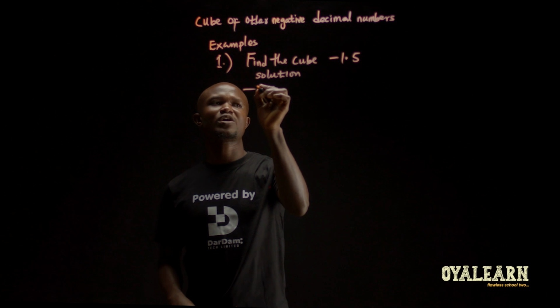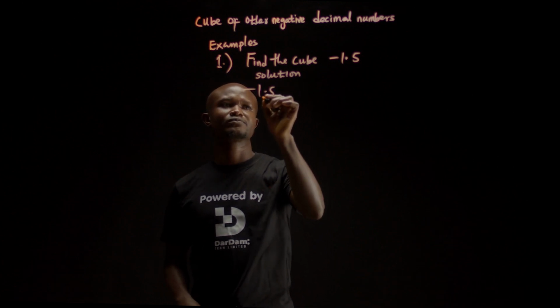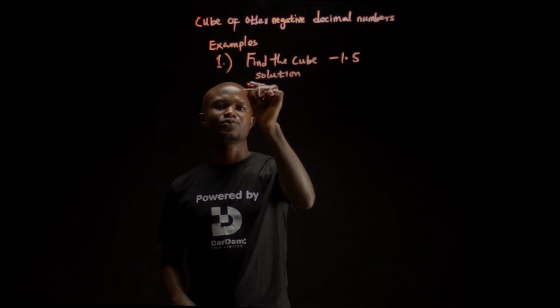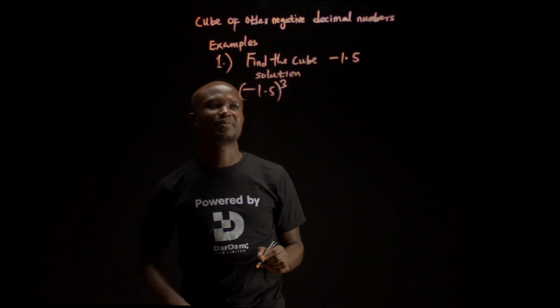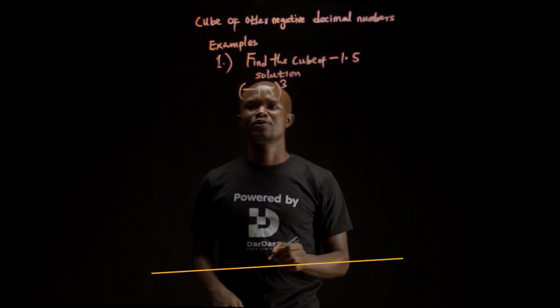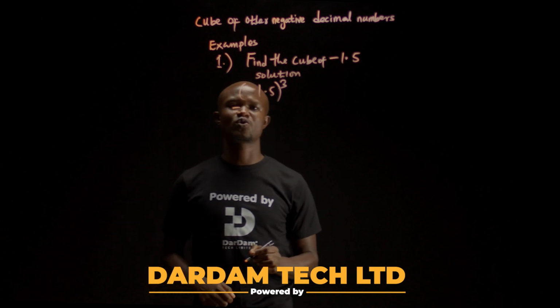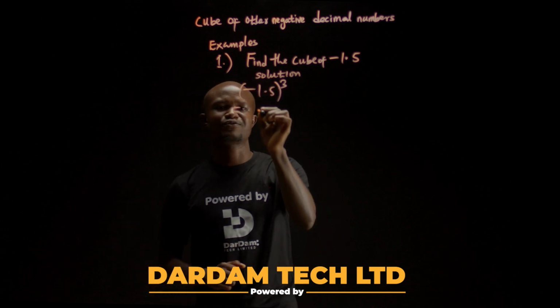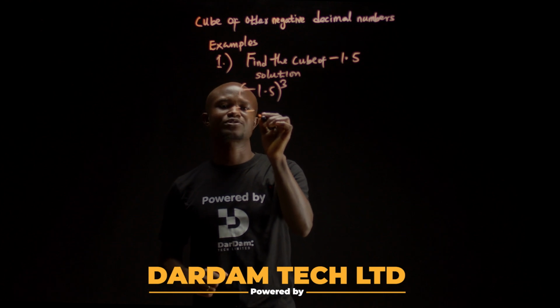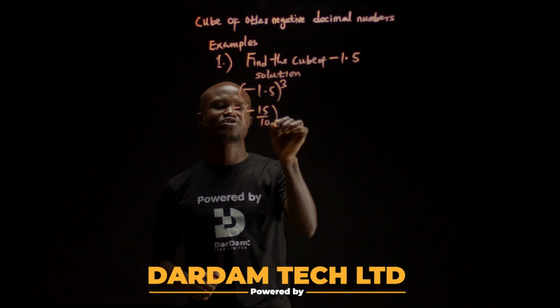We have minus 1.5 raised to the power of 3. This can be written as what? That is minus 1.5. You can write this as minus 15 over 10, then raised to the power of 3.